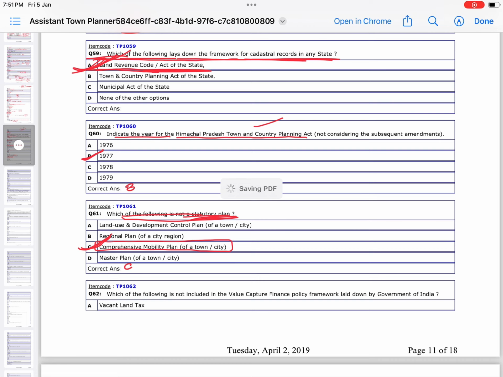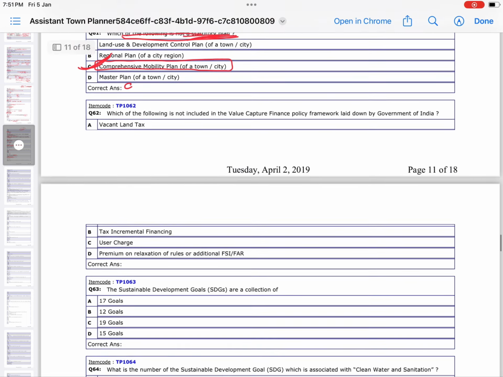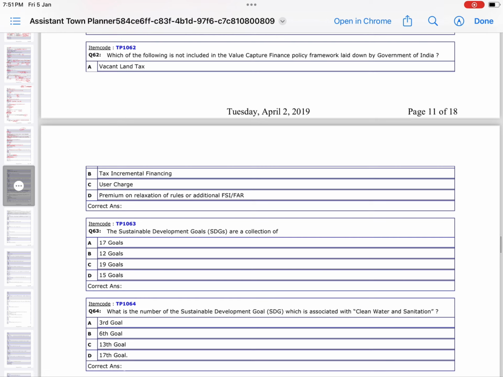Moving on to question number 62. Which of the following is not included in the value capture policy framework laid down by the Government of India? We have vacant land tax, tax increment financing, and premium on relaxation of rules or additional FSI, floor space index, or floor area ratio, FAR. The one that is not included is C, user charge. These are the taxes which a municipality imposes on an urban area. So C is the answer.